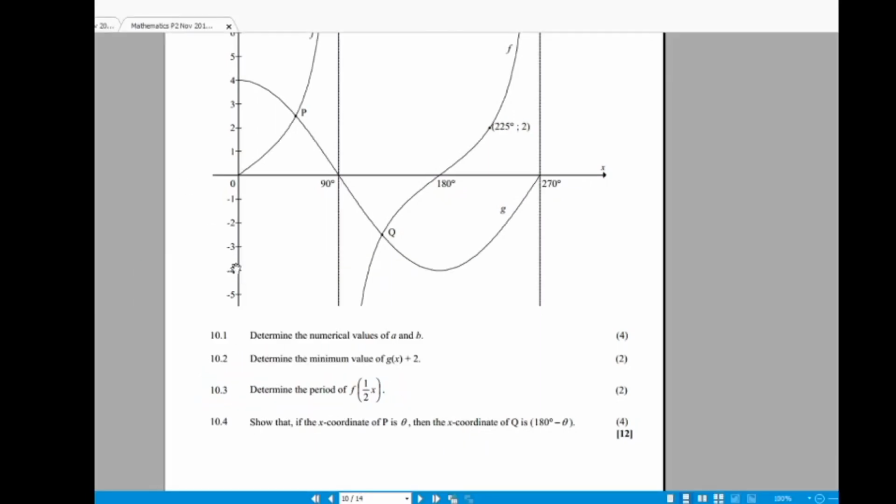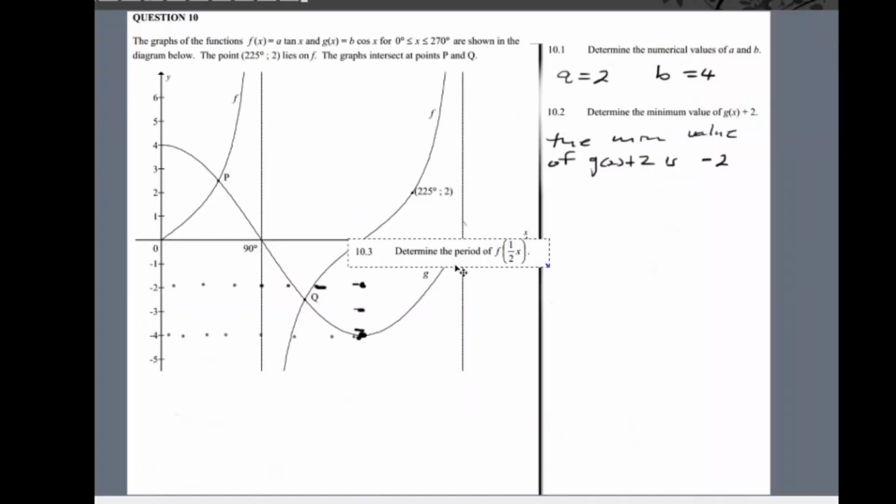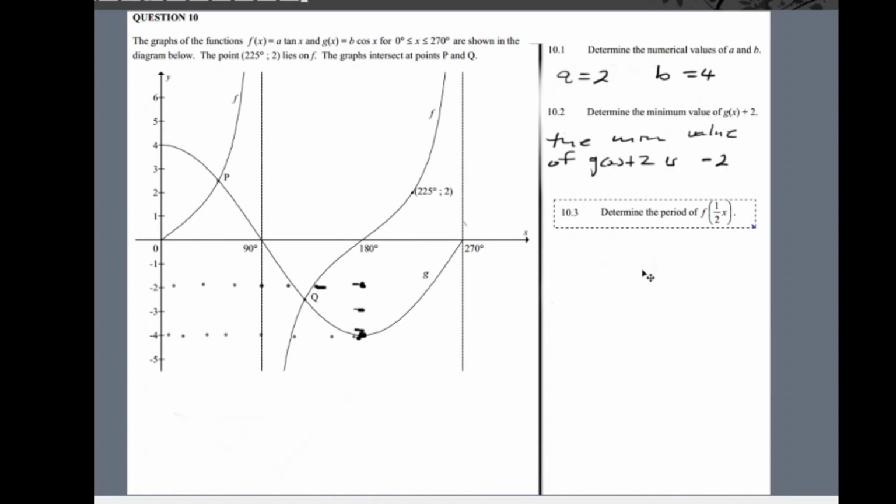They want us to determine the period of f of 1 over 2x. So f of x is this tan graph here. It has a period of 180 degrees, meaning that the graph will repeat itself after 180 degrees, right?